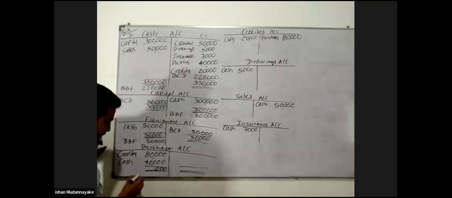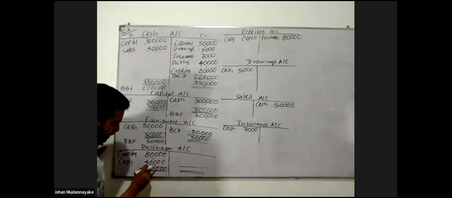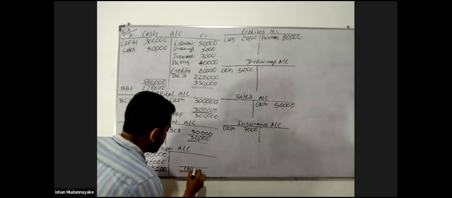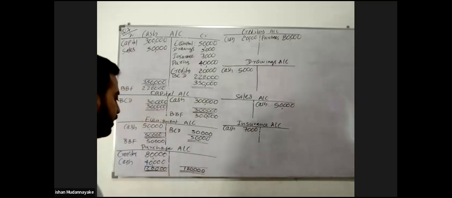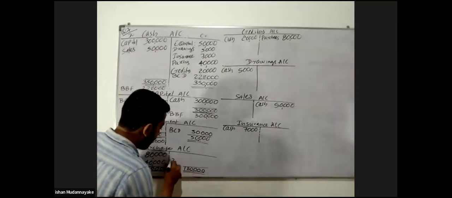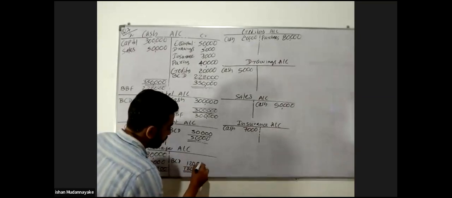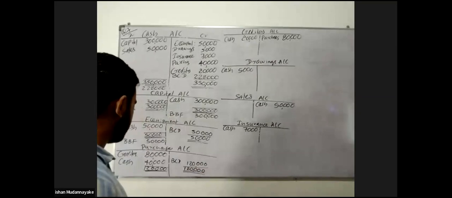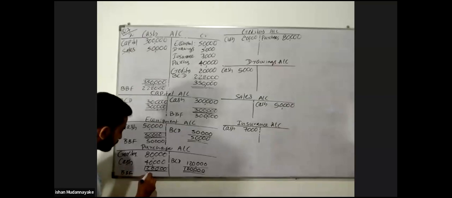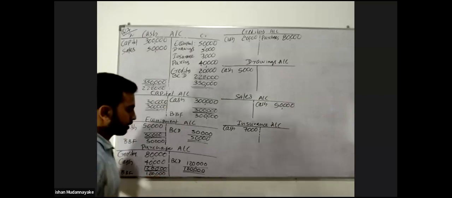In the purchase account also, the higher side is the debit side, 120,000, total purchases. Then transfer this amount to the credit side. There is no balance to deduct in the credit side. Therefore, balance carried down 120,000. And then balance brought forward 120,000.